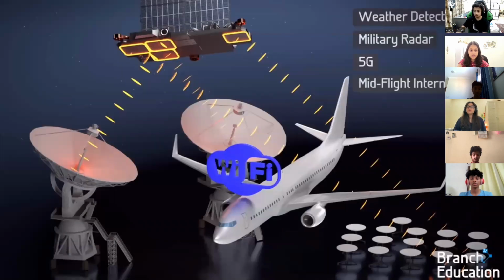The satellite contains 4 phased arrays, 2 of which are used to transmit signals to multiple dishes, and 2 of which are used to communicate with ground stations to relay the internet traffic. This method is also used in mid-flight internet, 5G, military data, and weather detection. So this process also explains that.